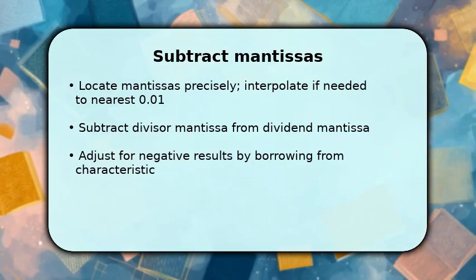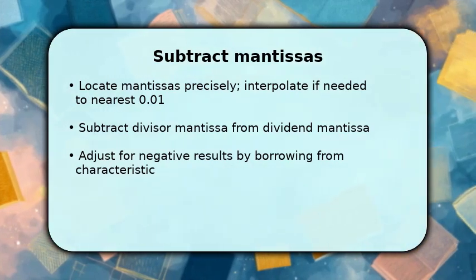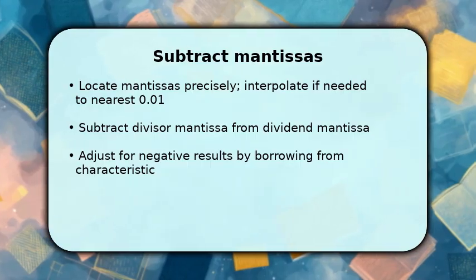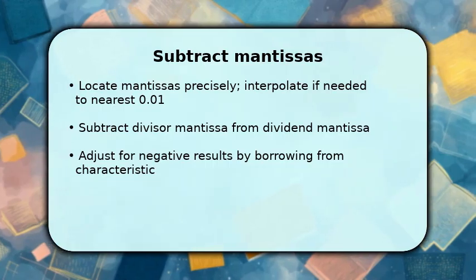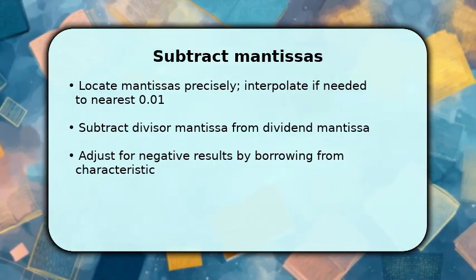You have the two mantissas in front of you. Subtract the divisor's mantissa from the dividend's mantissa. If the table required interpolation, use linear interpolation to refine to the 100th place before subtracting.